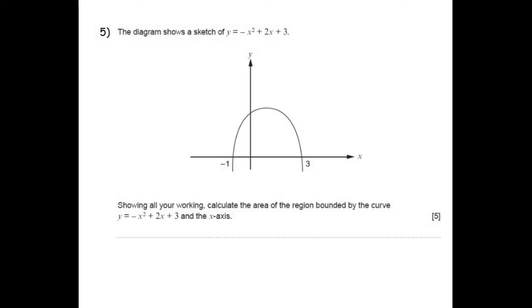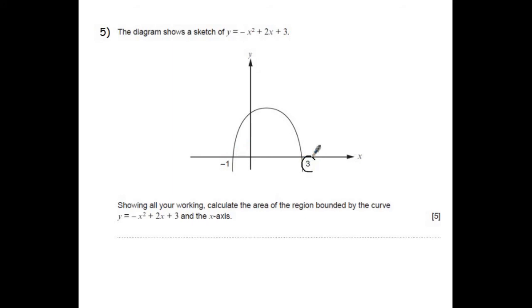Final example today then. You can see this one's a bit longer because, like we said, integration can be shown as the area underneath a curve. Here it says the diagram shows a sketch of y equals minus x squared plus 2x plus 3. They've given you a sketch of the curve, hitting the x-axis on 3 and on minus 1. Showing all your work, calculate the area of the region bounded by the curve y equals minus x squared plus 2x plus 3 and the x-axis.